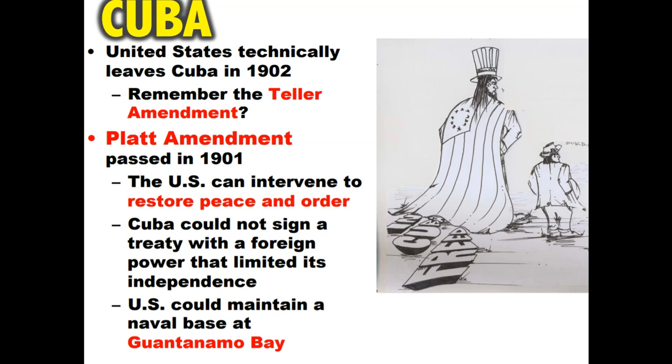Cuba could not sign a treaty with a foreign power that limited its independence. This was also part of the Platt Amendment. So now you're limiting Cuba as to what they can do in terms of who they deal with or how they deal with other nations. They were limited. And it said the U.S. could maintain a naval base at Guantanamo Bay. By the way, there's still a naval base right now at Guantanamo Bay. So you see the impact of the Platt Amendment from 1901 all the way to, in this case, 2020. So the U.S. did have a whole bunch to say in Cuba.